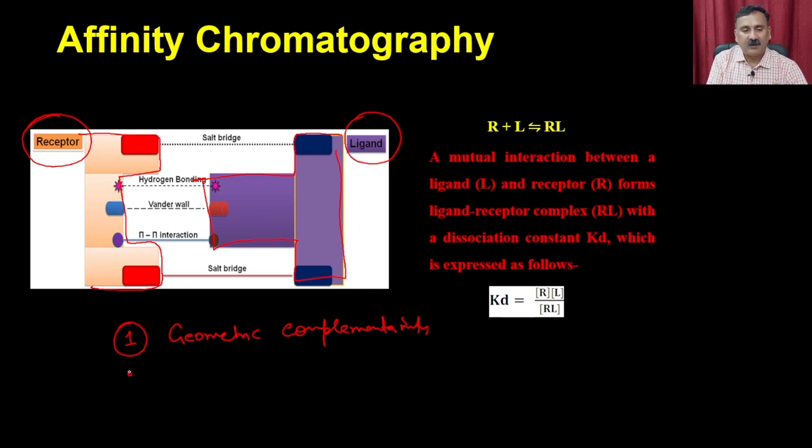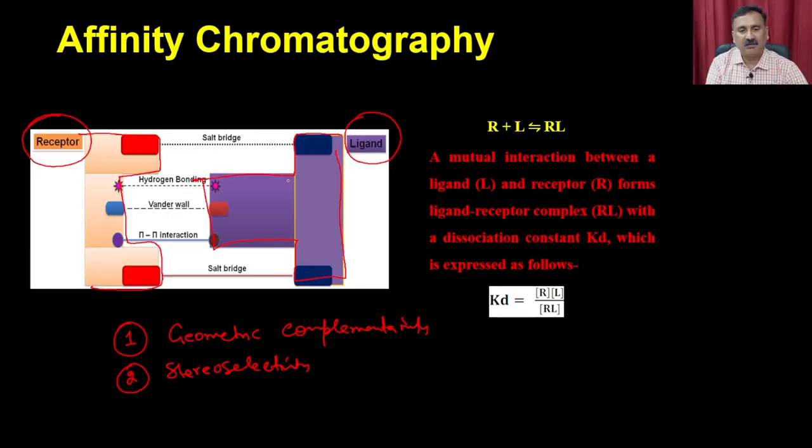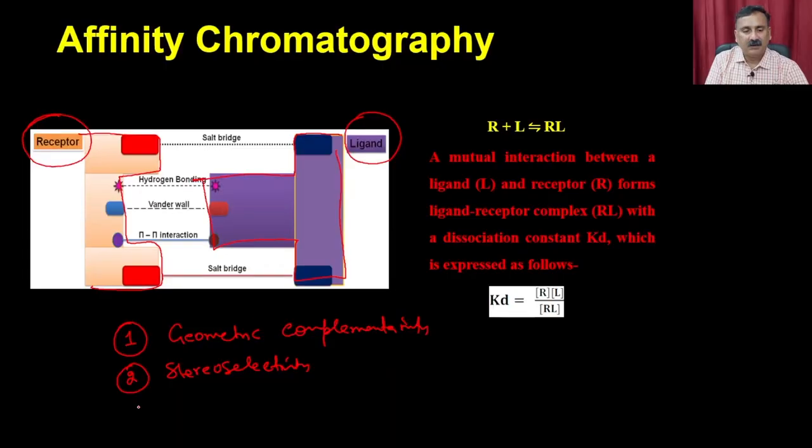Apart from that, it also should have stereoselectivity, which means the ligand should be stereoselective, so that if it is made up of L amino acids, the receptor also should recognize ligands made up of L amino acids. Then the third is the molecular interactions.